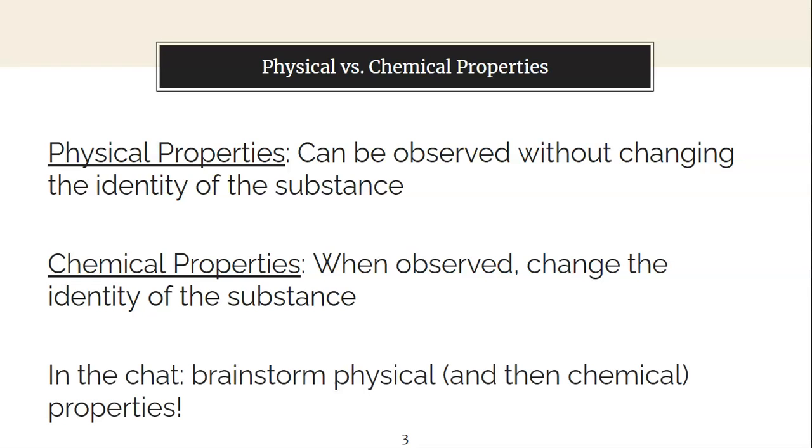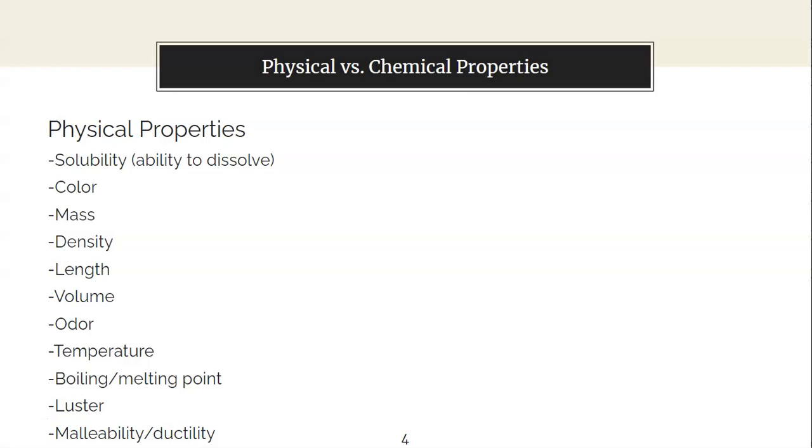I could think of anything I could observe without changing the substance. So I could take the mass of something. I could measure its volume. I could observe its color or its texture. None of those change the identity of the substance, okay? Chemical properties are things like flammability, right? If I set something on fire, I'm definitely going to change the identity of the substance.